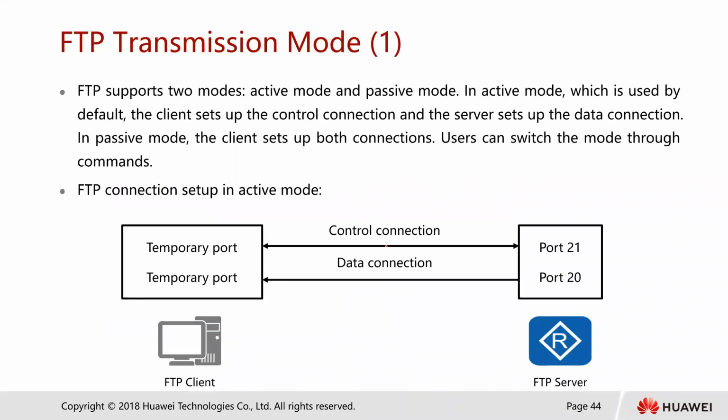So FTP transmission mode, we have talked about these modes. FTP supports two modes, active mode and passive mode. In the active mode, which is used by default, the client sets up the control connection and the server sets up the data connection. In the passive mode, the client sets up both connections. Users can switch the mode through different commands. So this is the FTP connection set up in active mode, where the data can connect through either port 21 or port 20.